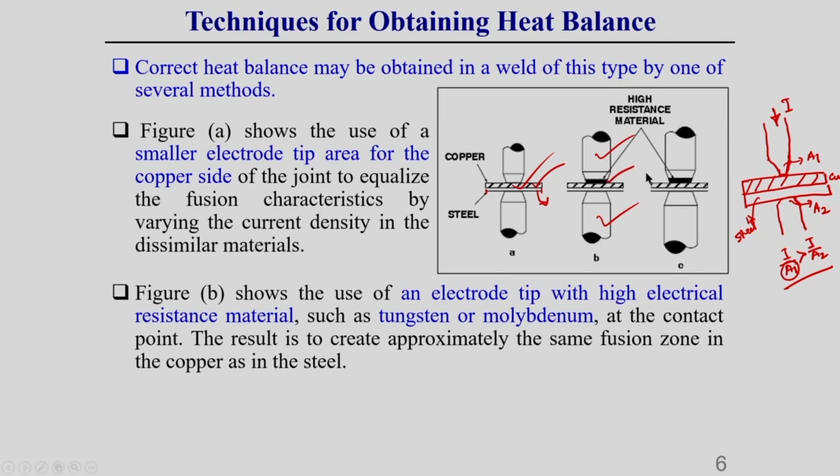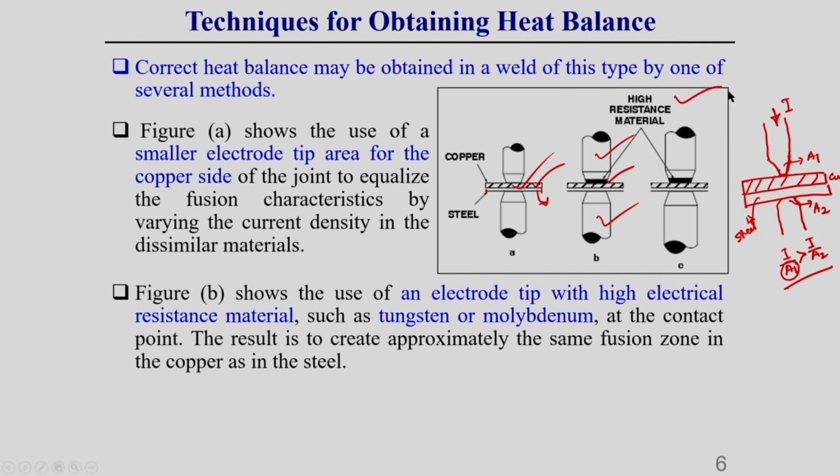High resistance types of metal, here I have shown by using this black color one, which is a high resistance type of material. By using this high resistance material such as tungsten or molybdenum at the contact point, the result is to create approximately the same fusion zone in the copper as well as in the steel side. Okay, this you should also keep in mind.